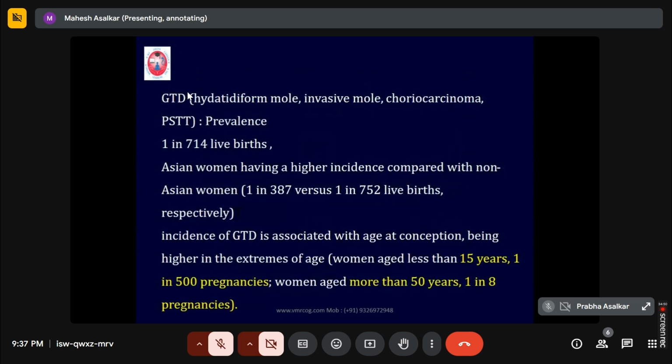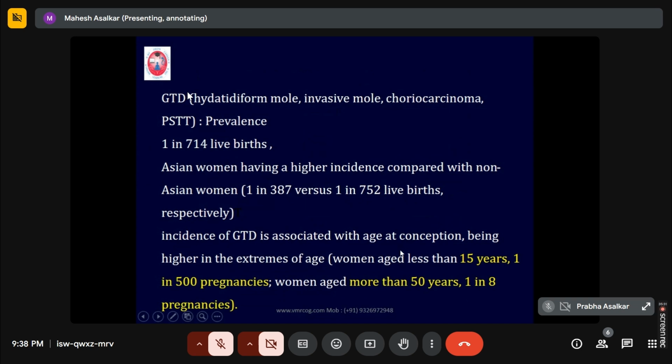Okay. Now coming to the GTD, that is hydatidiform mole, invasive mole, choriocarcinoma, PSTT. What is the prevalence? It is 1 in 714 live births. Asian women have higher incidence compared with non-Asian women. So 1 in 387 versus 1 in 752 live births respectively. So overall, you can remember 1 in 714, but it is almost double in cases of Asian women.